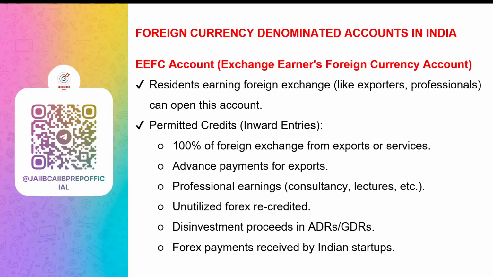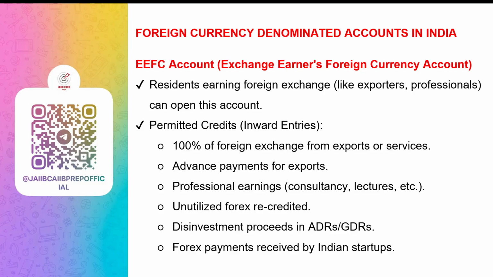We'll start with the EEFC account, the exchange earner foreign currency account. This is the most common type and it is mainly for people living in India who earn in foreign currencies, like exporters, freelancers, consultants, IT service providers, startups with foreign clients, and so on. Now, what are the permitted credits? What money can be deposited?